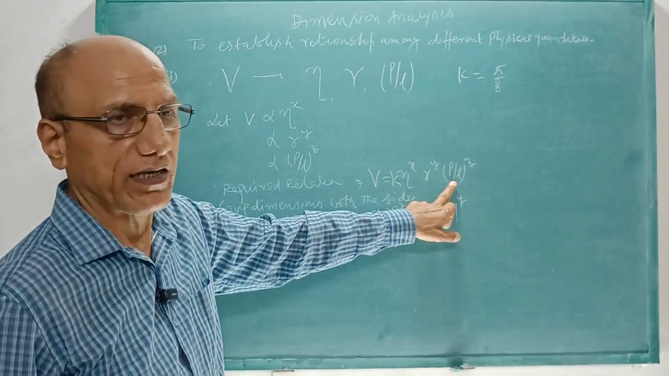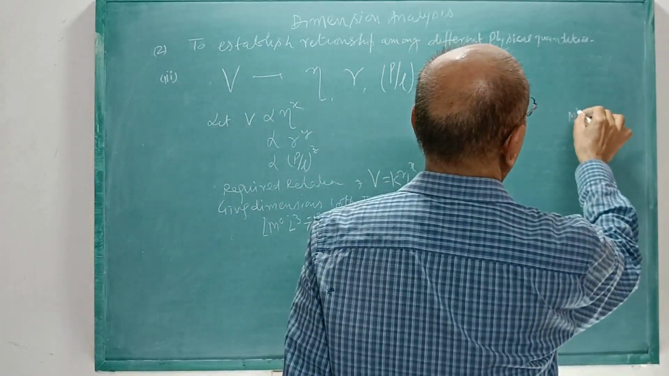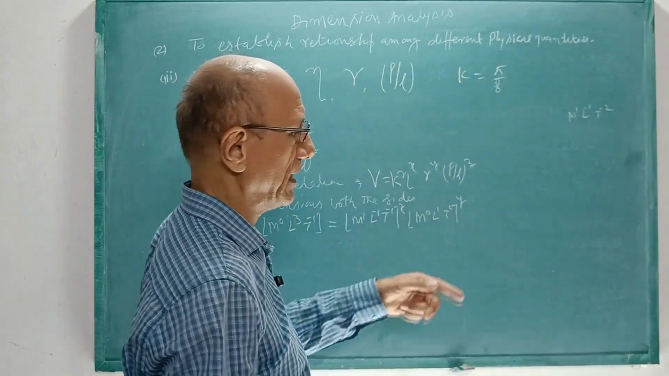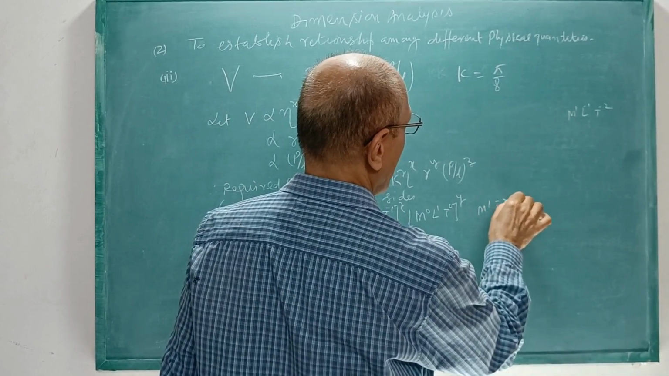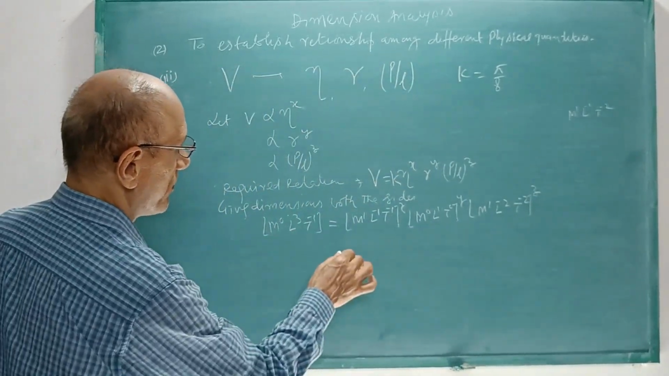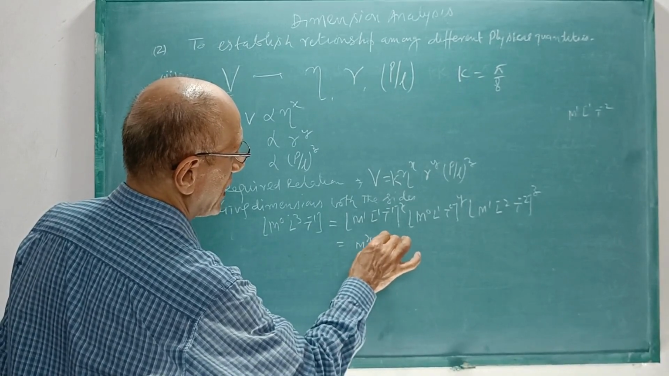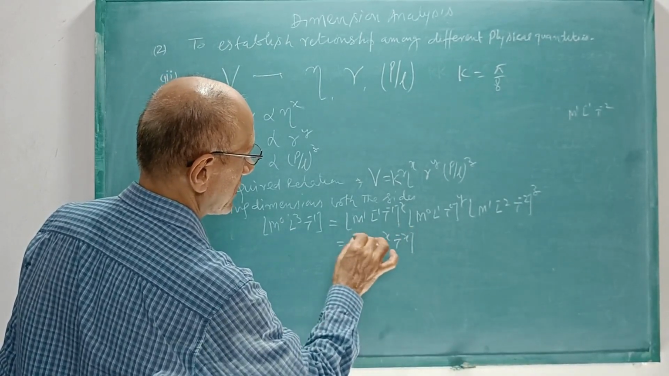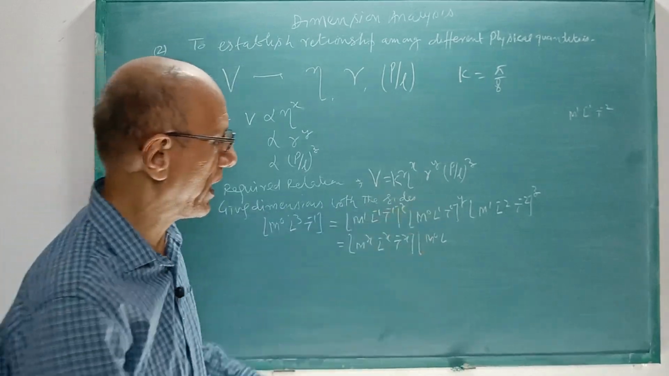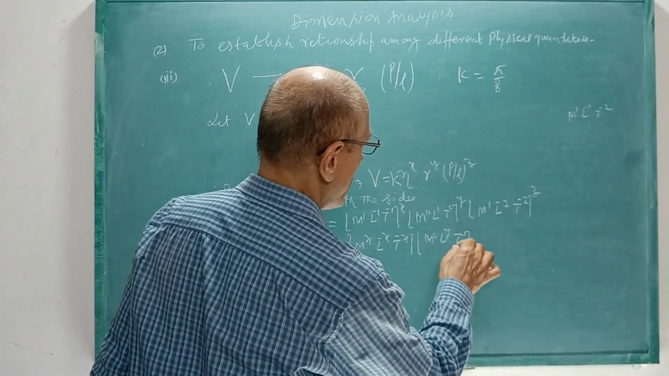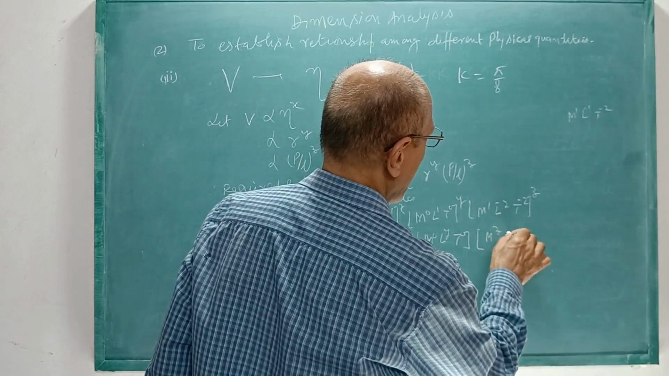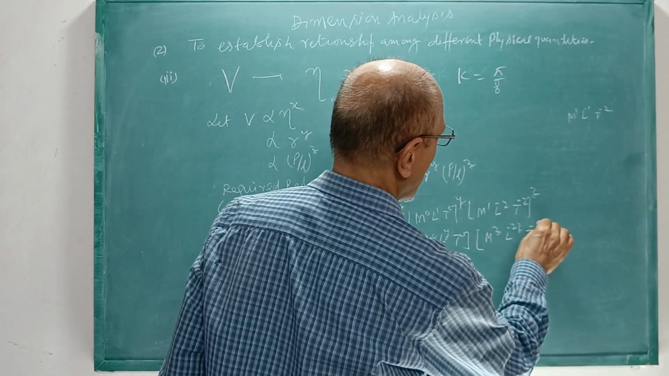And the pressure gradient: the pressure is M^1 L^-1 T^-2, divided by one more L, that is M^1 L^-2 T^-2, raised to power z. Now it will be here M raised to power x, L raised to power minus x, T raised to power minus x. Here it will be M raised to power 0, L raised to power y and T raised to power 0, multiplied. Then here it is M raised to power z, L raised to power minus 2z and T raised to power minus 2z.